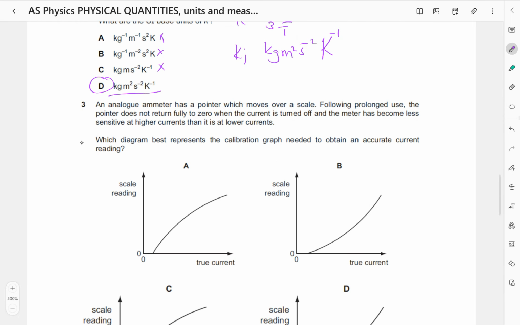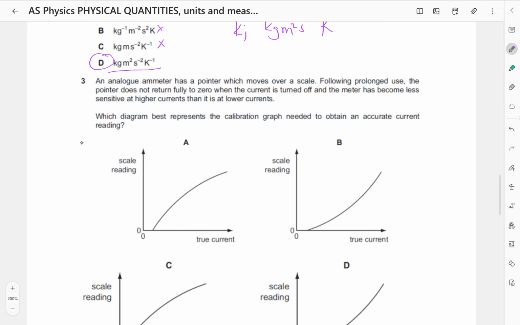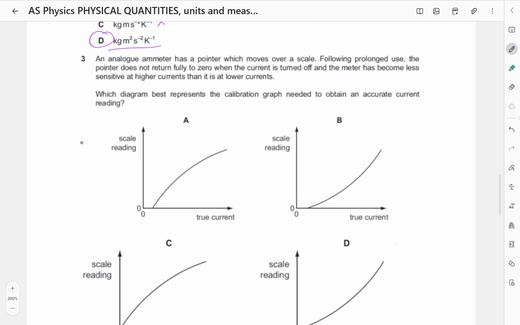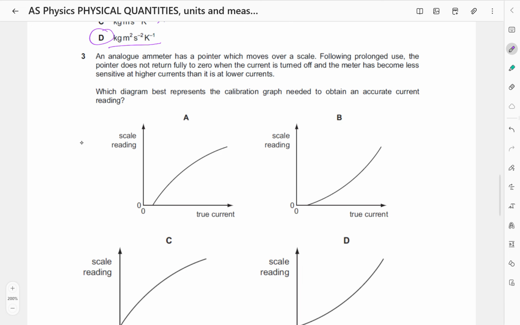An analog meter has a pointer which moves over a scale. Following prolonged use, the pointer does not return fully to zero when the current is turned off. So this one is wrong because it is showing the pointer goes back to 0 when the current is turned off. This one is showing that there is a current when there is no deflection, which doesn't make any sense.